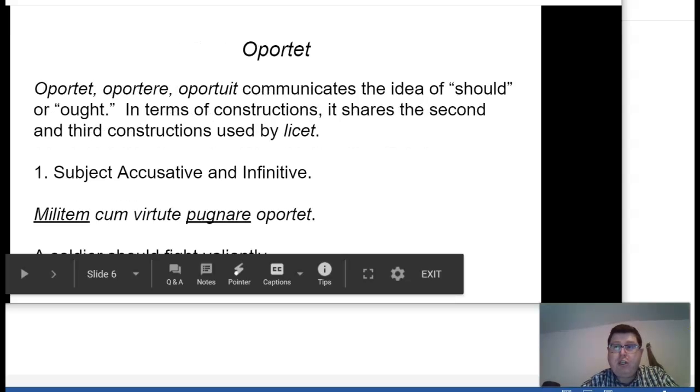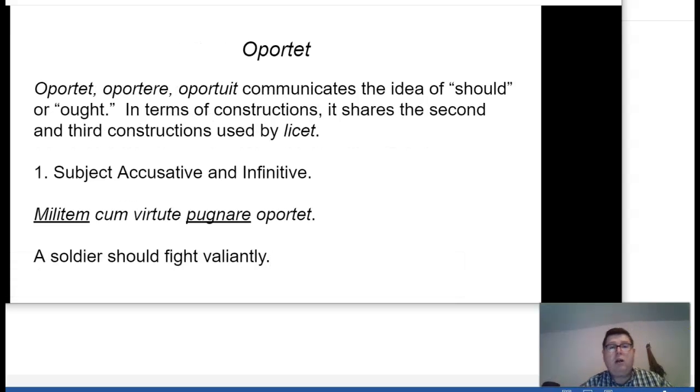Okay, let's move over to another impersonal verb. Maybe you've seen it before, but as Romans were very much interested in following the rules and doing one's duty, it shouldn't be a surprise that there are a few different ways of expressing obligation. Okay, and oportet is one of the go-to ways to say it.